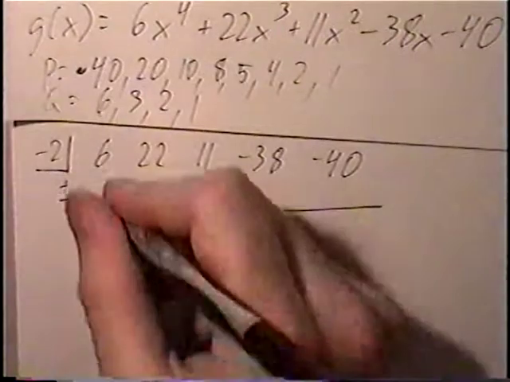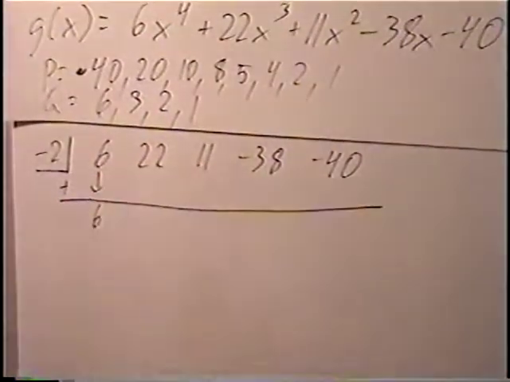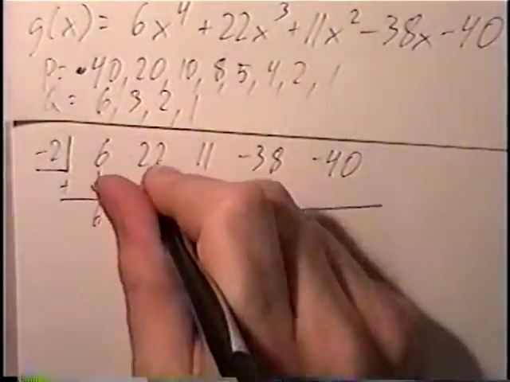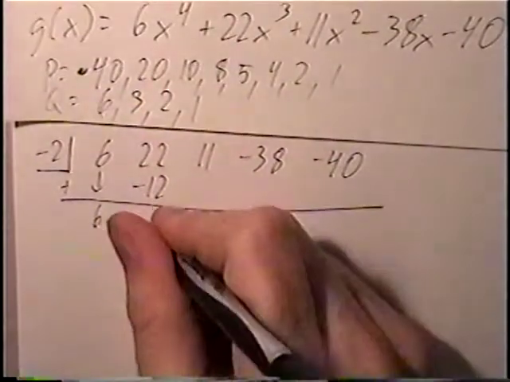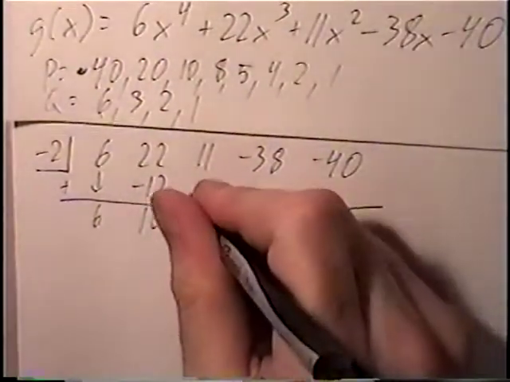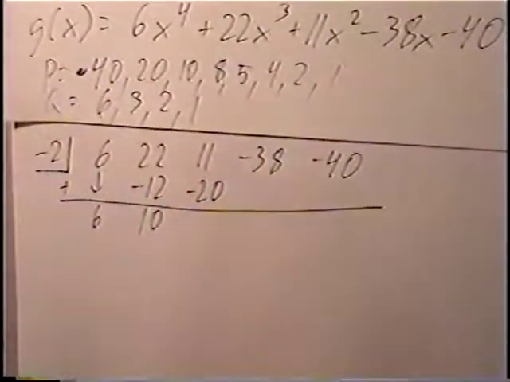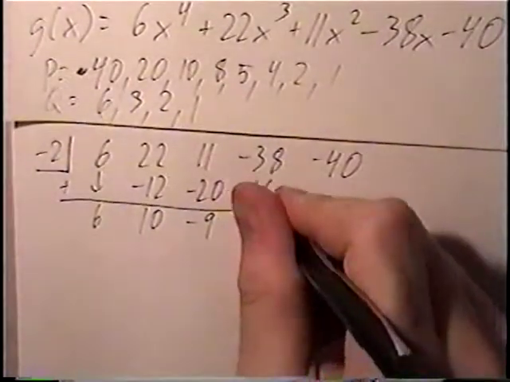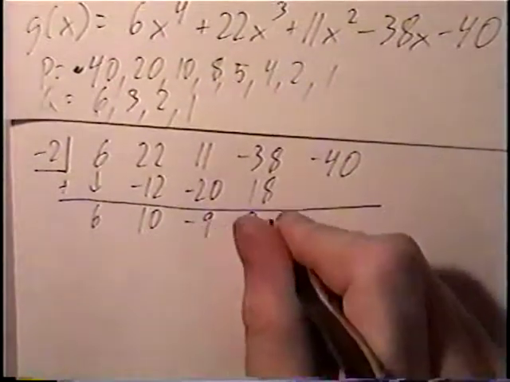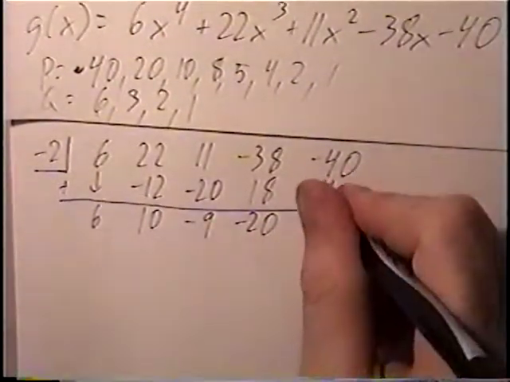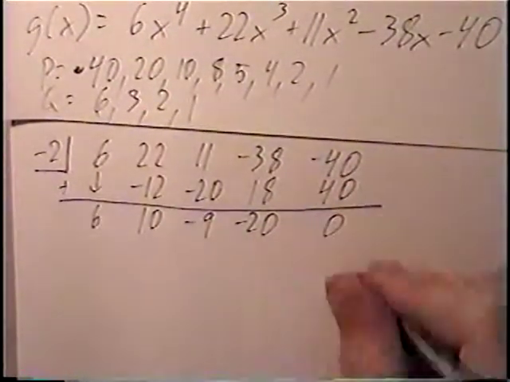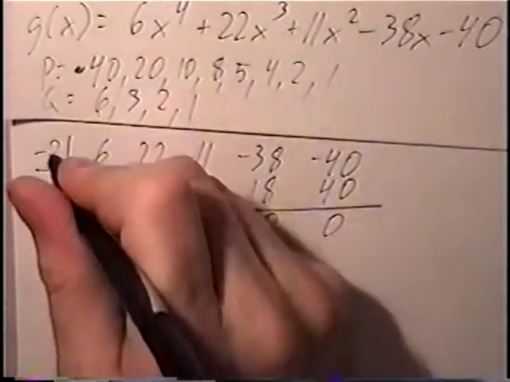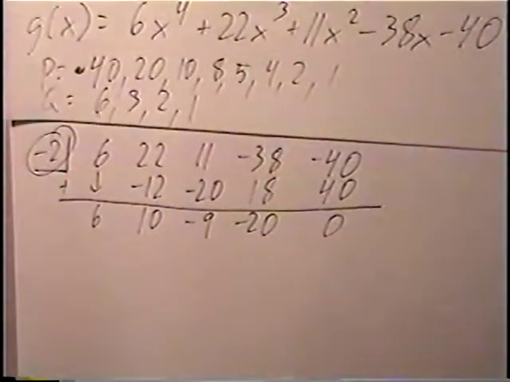Using synthetic division from here, the 6 will come down. 6 times negative 2 will be negative 12. Adding, we'll have 10. Multiplying will be negative 20. Negative 9. 18. Negative 20. And positive 40. So again, no remainder means the negative 2 works for this function.